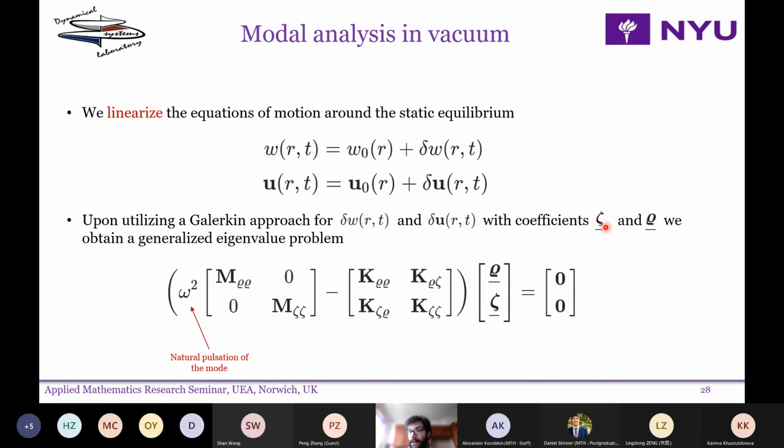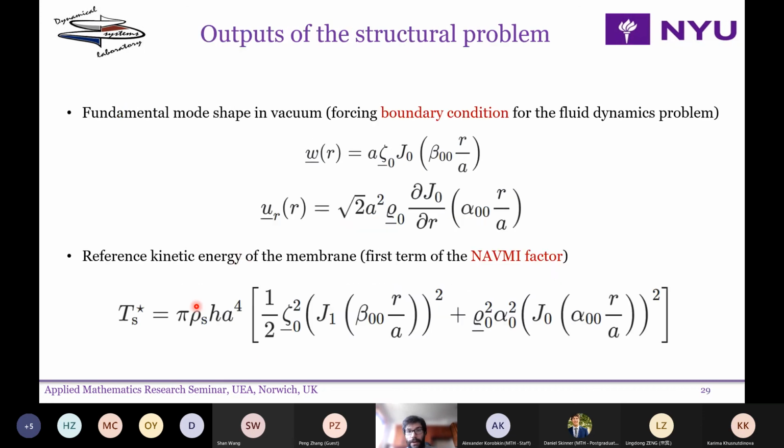In this case, we will have these generalized coefficients, and we obtain this generalized eigenvalue problem with the natural frequencies of the modes, the mass matrix, and the stiffness matrix that have the components for the in-plane and out-of-plane motion. We solve this generalized eigenvalue problem, and we find, first of all, the fundamental frequency of the fundamental mode, and we can also find the mode shapes in vacuum that we will utilize as forcing boundary conditions for the fluid dynamics problem. In addition, we also find the first term of the added mass factor, which is the reference kinetic energy of the membrane that is found from integration of the fundamental mode shape in vacuum.